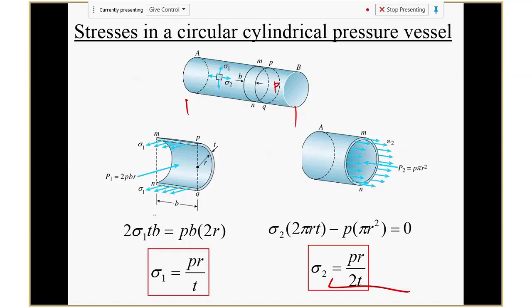So when you look at a Coke can, the circumferential stress will be PR over T, but the longitudinal stress will be PR over 2T. So the stress in the longitudinal direction is always half of the circumferential stress. So if a Coke can breaks, it should break along the circumferential direction, not along the longitudinal direction.